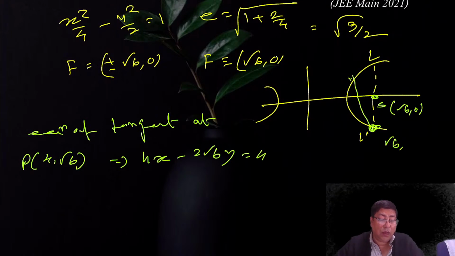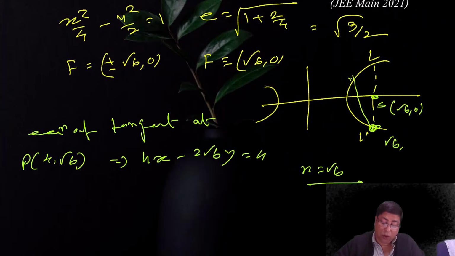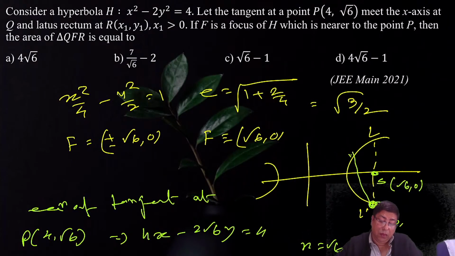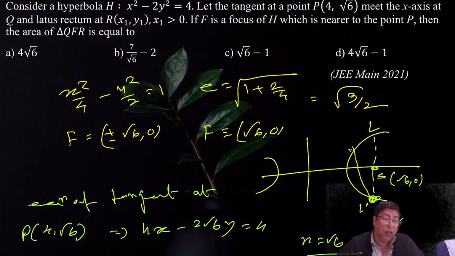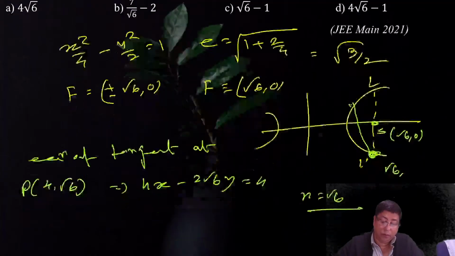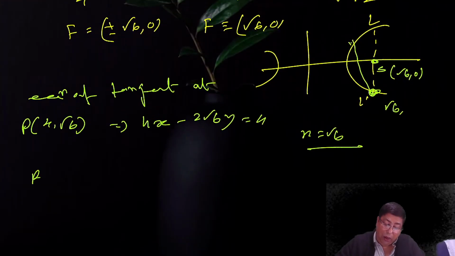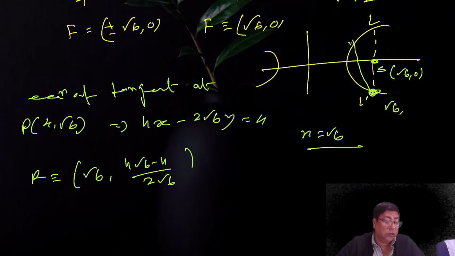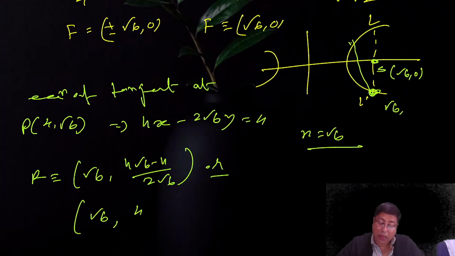Let us find it. To get the point, we'll just put x equal to root 6. If we put x equal to root 6, the point R is coming to be root 6. We are getting 4 root 6 minus 4 by 2 root 6, or x is root 6, 4 into root 6 minus 4.